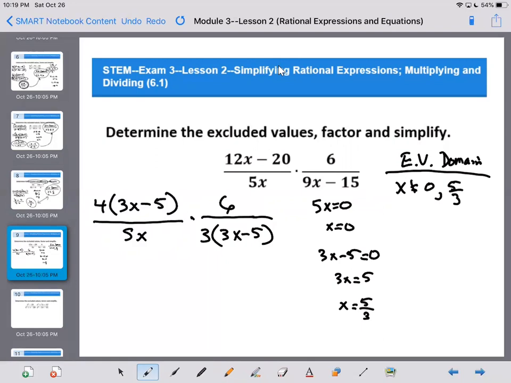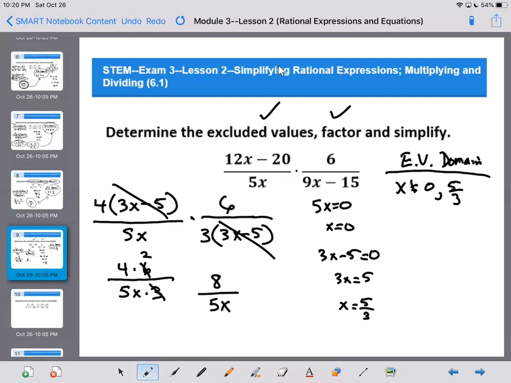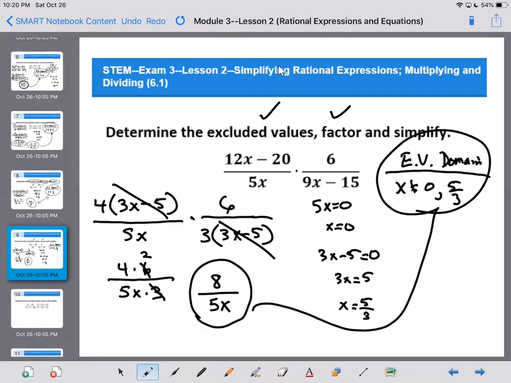Now once you're finished with that, we have found the excluded values, we have factored, now we need to simplify. The 3x minus 5's will divide out. So you're left with 4 multiplied by 6 divided by 5x multiplied by 3. Well, the 3 will divide the 6 2 times, so you're left with 4 times 2, which is 8 divided by 5x. And 8 divided by 5x is your simplified form along with your excluded values of your domain.